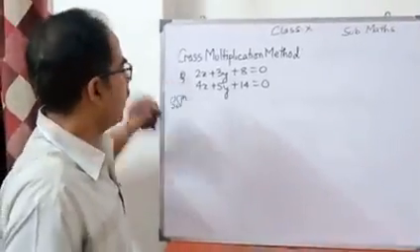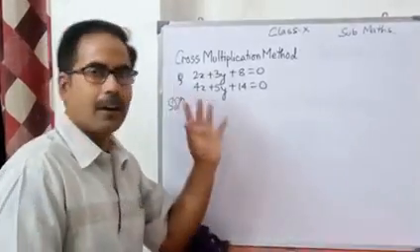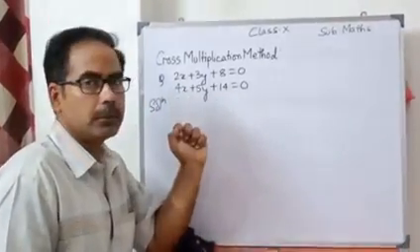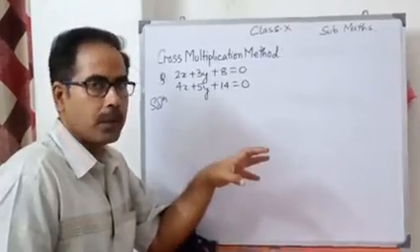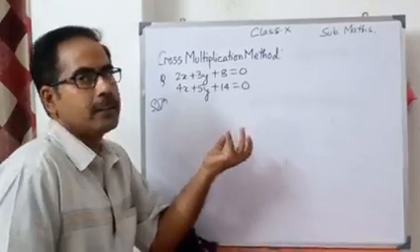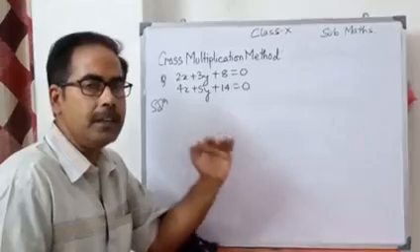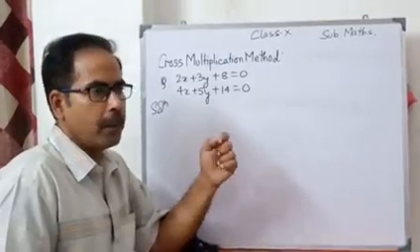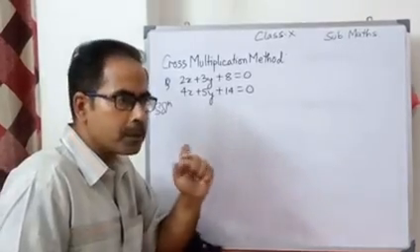Okay students, now the third one is the cross multiplication method. In this third method, it is a very interesting method. Out of these three methods, this is the most easiest one. So try to understand, though you will think that this is very critical, very hard, but this is a very easy process.